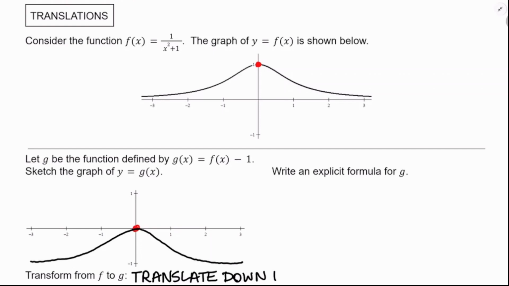Now, if I want to write an explicit formula for g, remember, g of x is equal to f of x, then subtract 1. I've got a formula for f of x as the fraction, so I just copy that. I'm going to throw some parentheses on it for emphasis, but that's going to be an explicit formula for g.